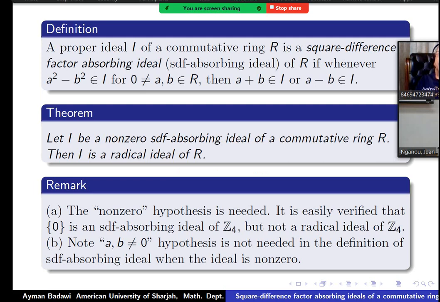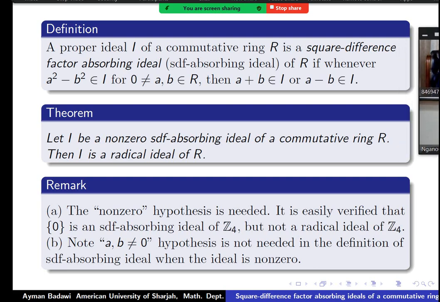Here is the definition. Take a proper ideal, meaning I not equal R, because I know some define it as I not equal 0 and I not equal R, but here it only means I not equal R. We call it a square difference factor absorbing ideal, and SDF is the abbreviation for square difference factor.